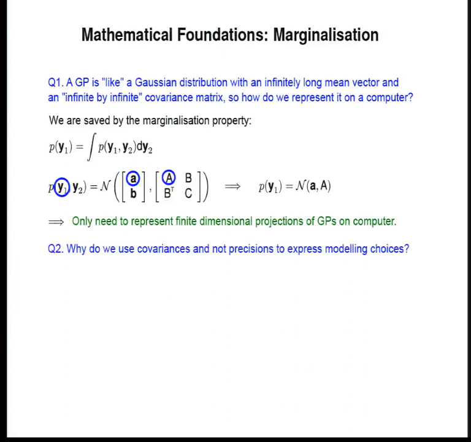Okay, so here's another question for you guys. All right, so this is a hard question, I think. When we write down the expression for the multivariate Gaussian, the covariance matrix appears in two places.